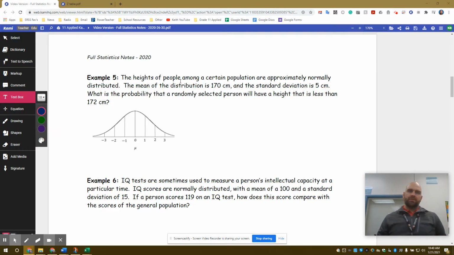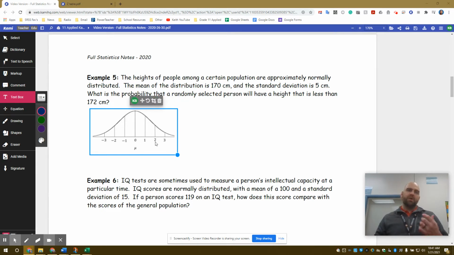So let's say that the heights of people among a certain population are approximately normally distributed. Now, the normally distributed part is the important part. If we use that, we can use Z-scores to understand certain things. The mean of the distribution is 170 centimeters, and the standard deviation is 5 centimeters. So what that means is here at the mean, this is going to be 170, and then we're going to go up by 5s every single time. So this will be 175, 180, 185, 165, 160, 155.